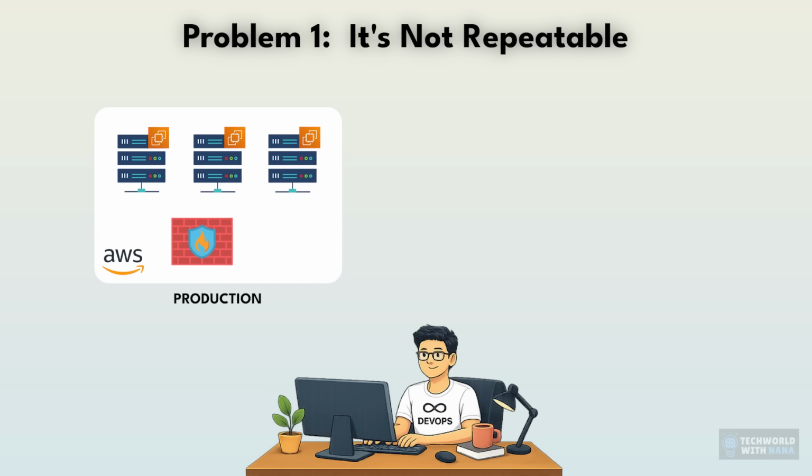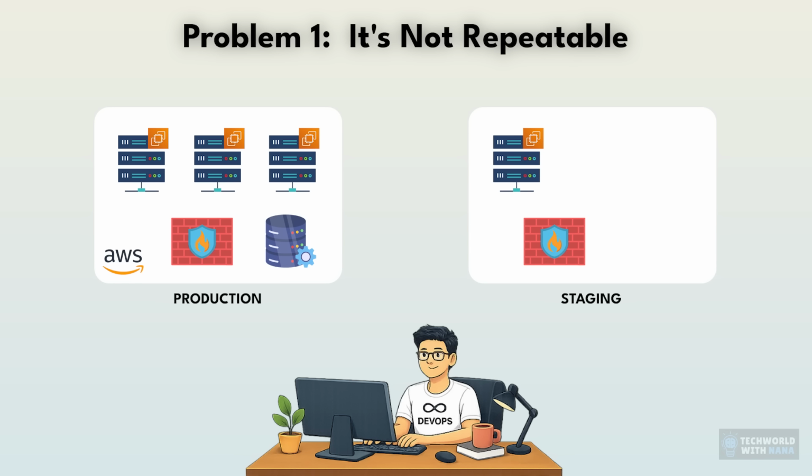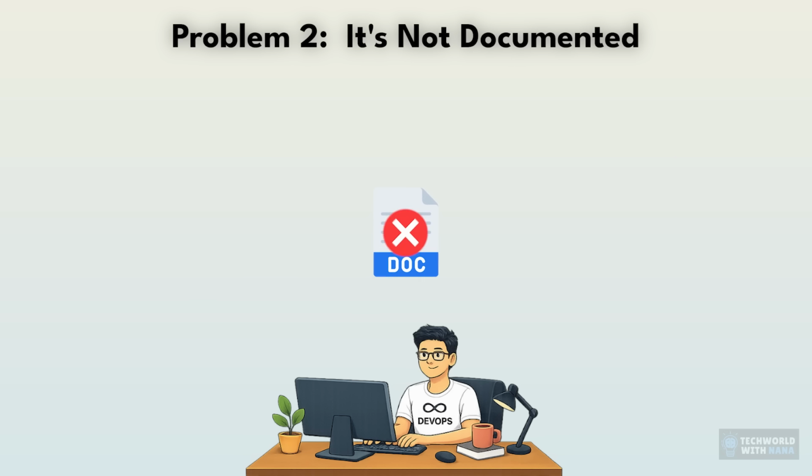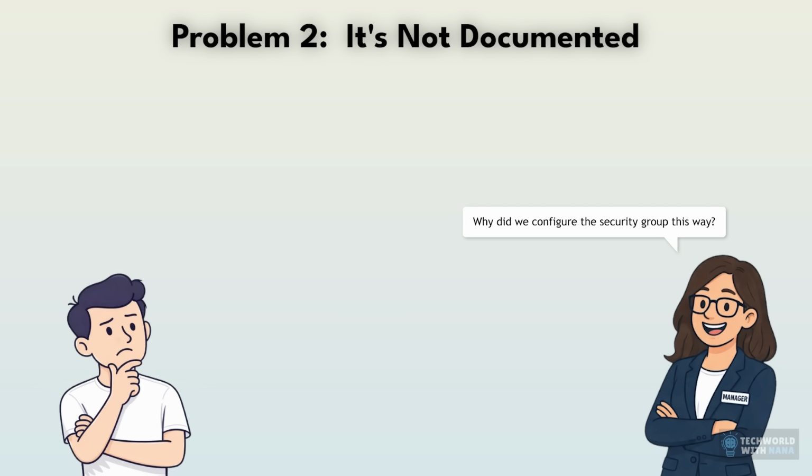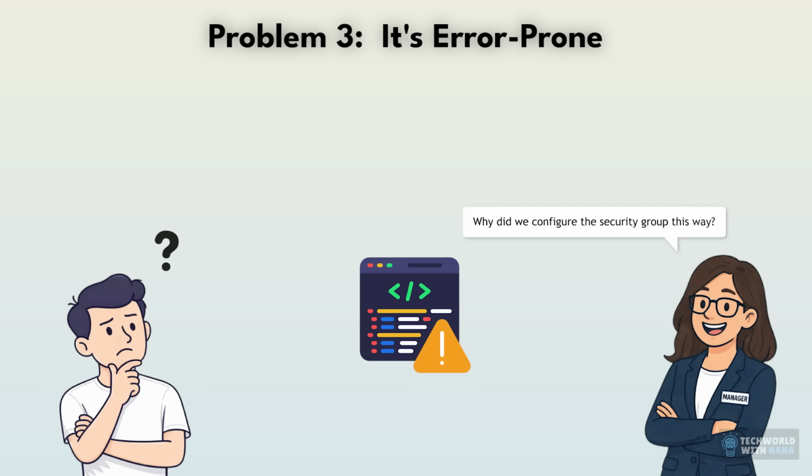First of all, it's not repeatable. You set up a production environment, now you need staging. You have to click through everything again, trying to remember what you did in which order exactly. Second, it's not documented. So 6 months later, when someone asks, why did we configure the security group this way? You don't remember. Nobody remembers. There's no record.